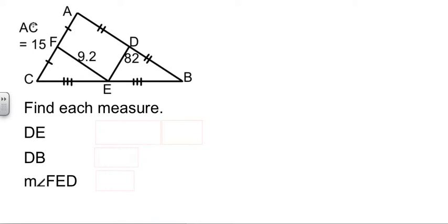We know up here that the whole side AC is equal to 15. We know this part FE is 9.2, and we know an angle D here, angle BDE, is 82 degrees. All right. Our first job is to find DE. Since they're marked as intersecting at midpoints, this is a mid-segment, so it's half of AC. Half of 15 is 7.5.